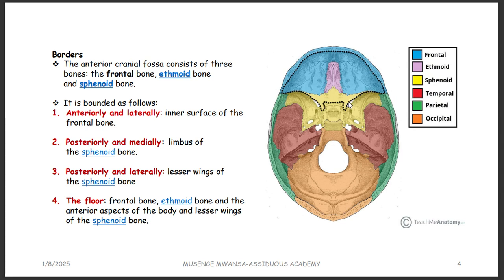And then the floor, like this down part, that's where we have got the ethmoid bone, and also part of the body of the sphenoid. Can you see this is actually part of the body of the sphenoid and part of the lesser wings? You can see part of the lesser wings of the sphenoid also, and also the frontal bone. So those are the ones that are making up the floor. Does that make sense? Good.